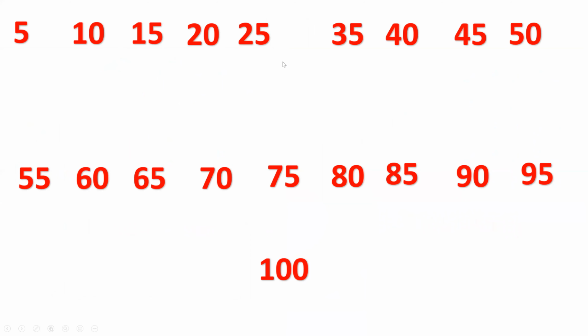What number is missing? Look at all the numbers on our screen and find the number that is missing. Amazing. 30 is missing. Let's count by 5s together again. 5, 10, 15, 20, 25, 30, 35, 40, 45, 50, 55, 60, 65, 70, 75, 80, 85, 90, 95, 100.